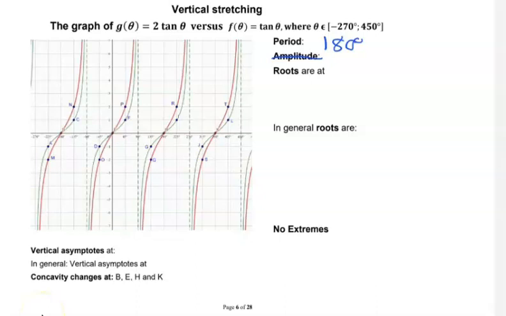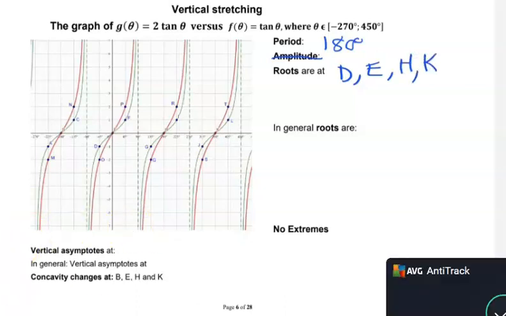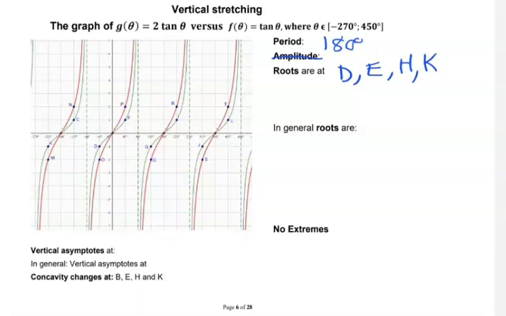So if I look at the roots, I see it happens exactly at the same place as before. It's again at D, E, H, and K. In order to write down a formula, we again see that it's exactly the same as before. So we can just write down my theta will be k times 180 degrees, so k element of Z.